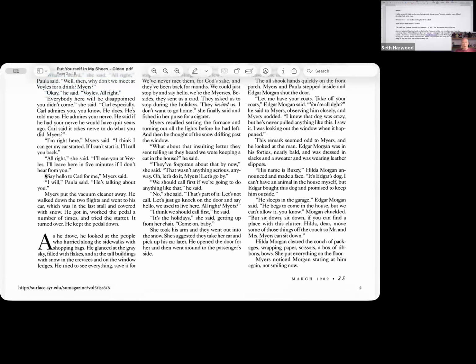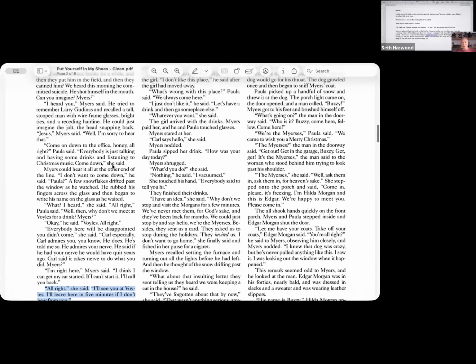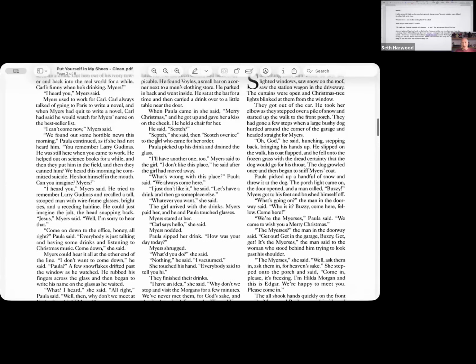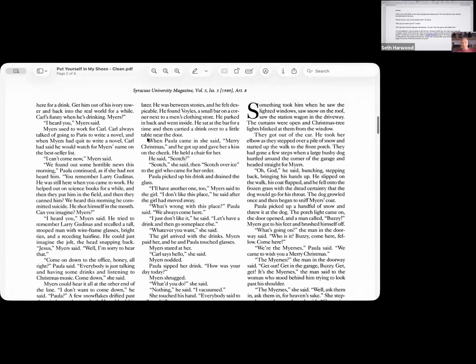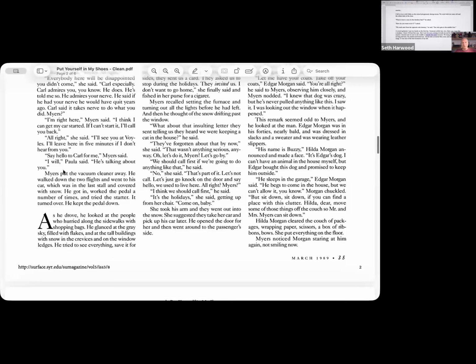"I will." A lot of writers would just leave off the scene here where they agree to meet at the bar and then just jump right to the bar. But Carver doesn't take us to the bar until way over here, when Paula came in. She said, "Merry Christmas." So what he does instead is stay in the scene, show him leaving the house and putting the vacuum cleaner away.